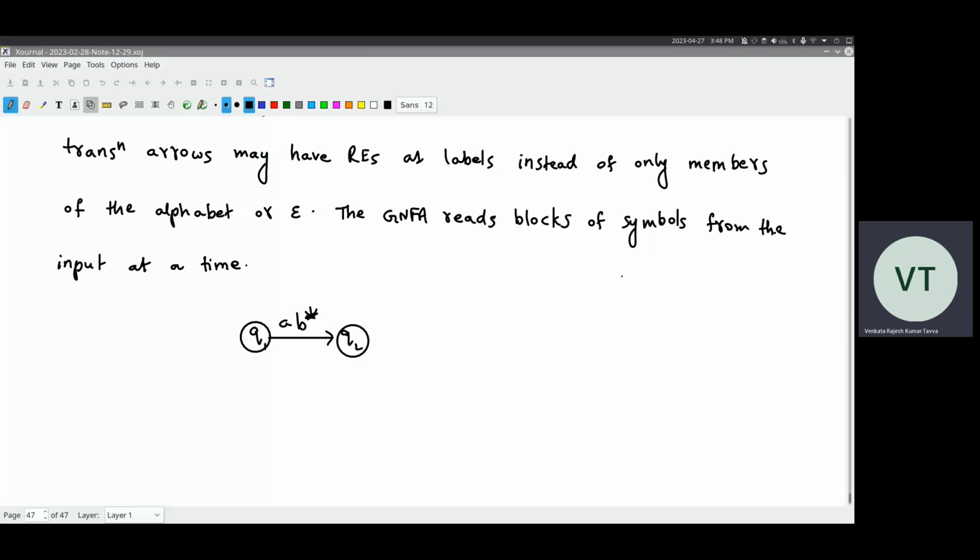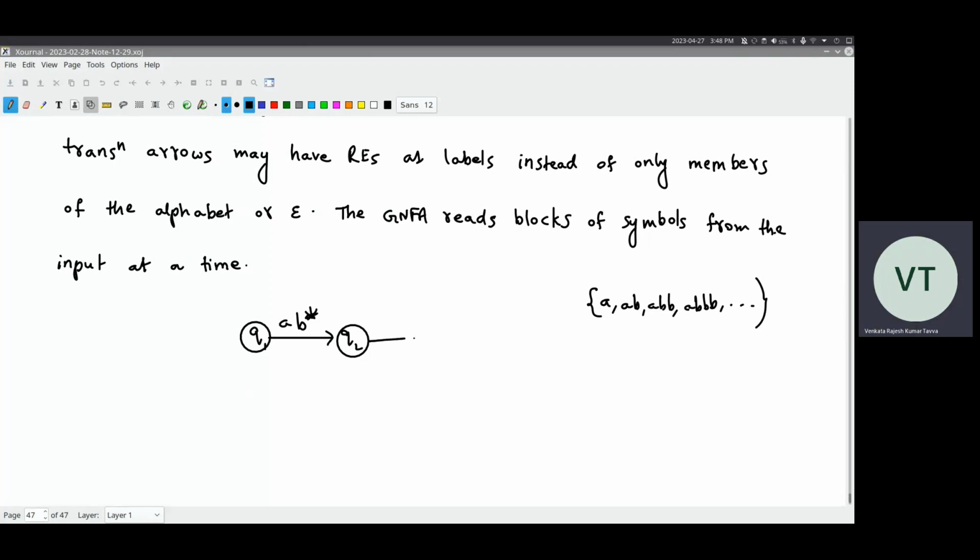So what does this regular expression stand for? Normally a regular expression stands for an entire language, but here it indicates any string from this language. Basically, AB star indicates a language like A, AB, ABB, ABBB, and so on. If any of these strings comes as input, then you can move from Q1 to Q2. Not the entire language, but any string from this language.